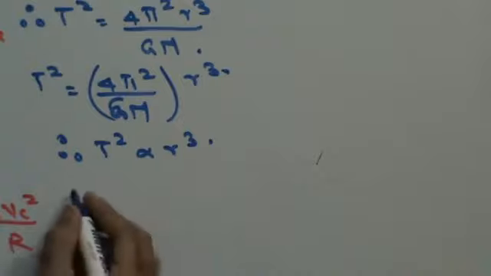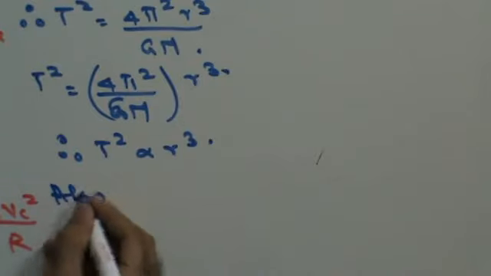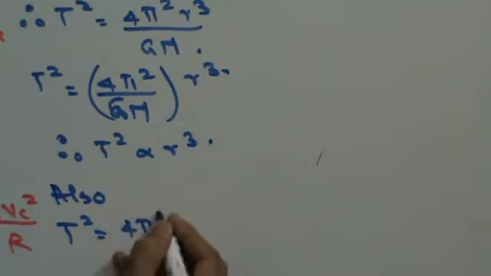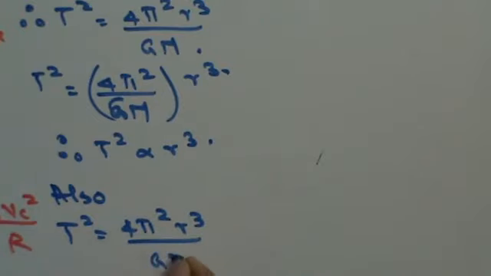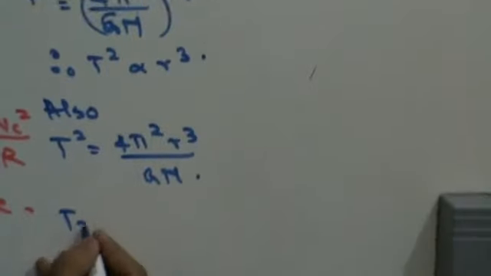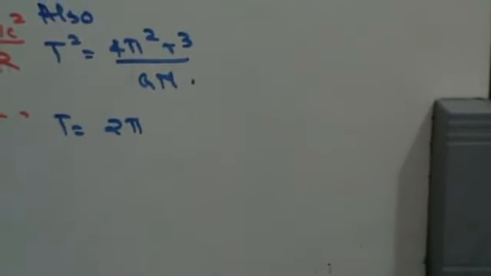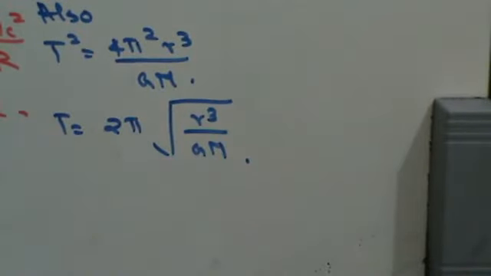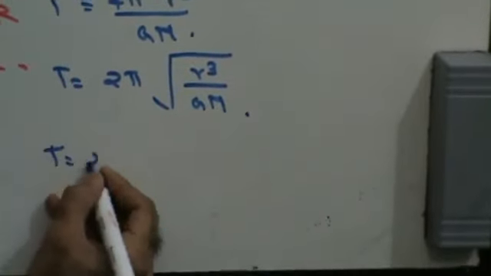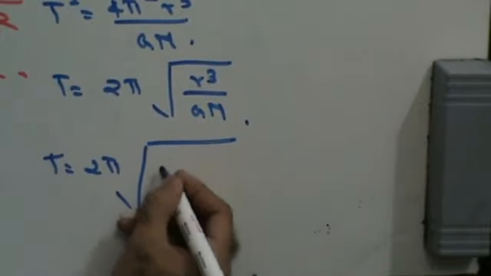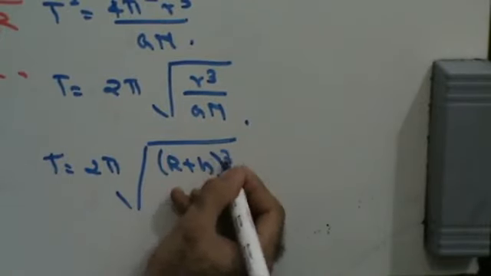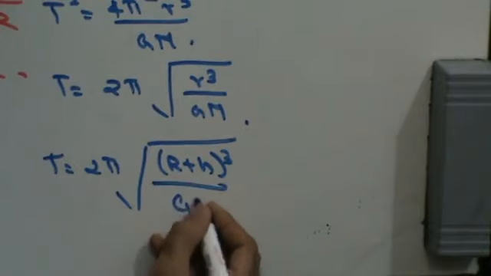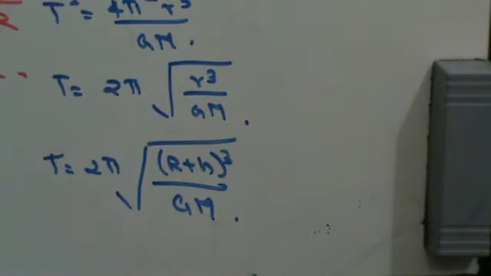Now I can also say that we have already derived that T square is 4 pi square r cube upon GM. Take square root on both the sides. This will be T equals 2 pi square root of r cube upon GM. Here R is nothing but r plus h. So time period is going to be 2 pi root of (r plus h) the whole cube upon GM.